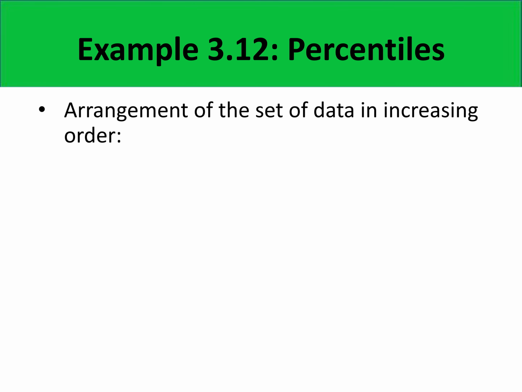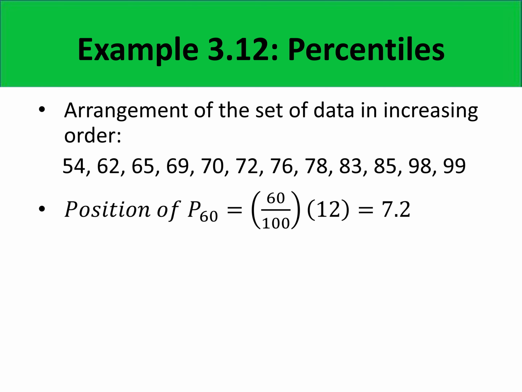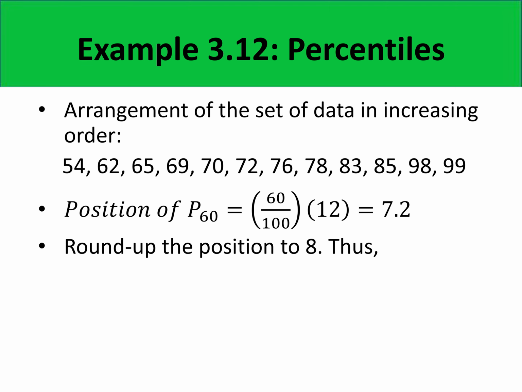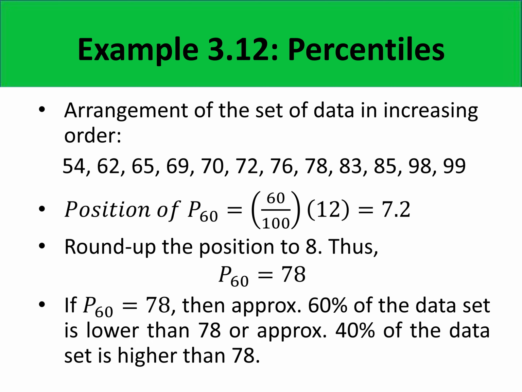For the 60th percentile, the position is computed as 7.2. Since this is a decimal number, we need to round up 7.2 to the nearest whole number, which is 8. Therefore, the value in the 8th position in the dataset would be the 60th percentile, and this value is 78. To interpret this means that 60% of the dataset is lower than 78, or approximately 40% of the dataset is higher than 78.